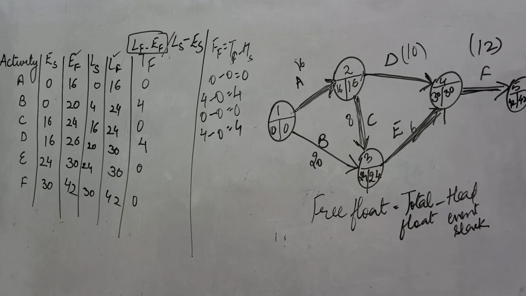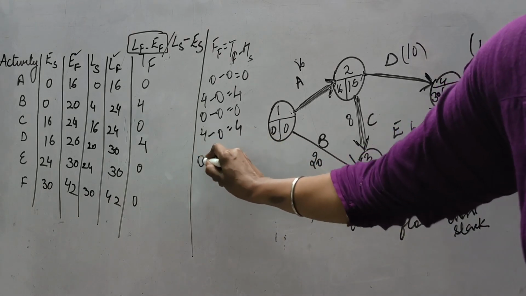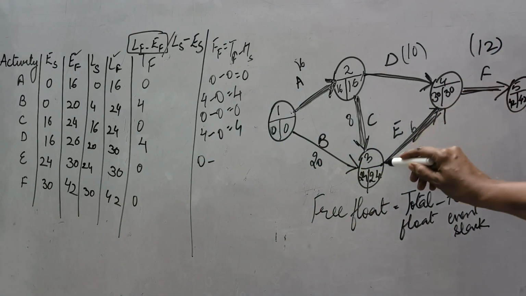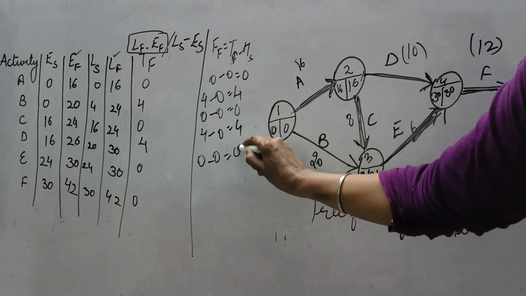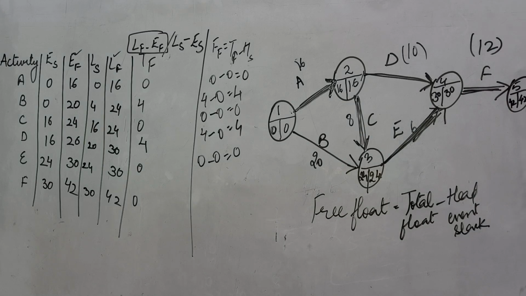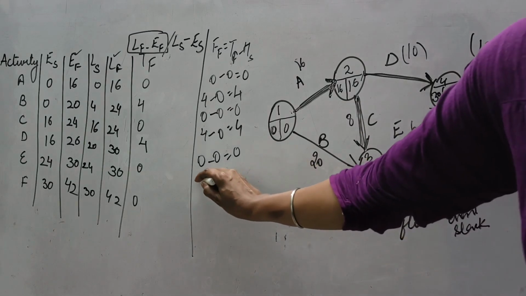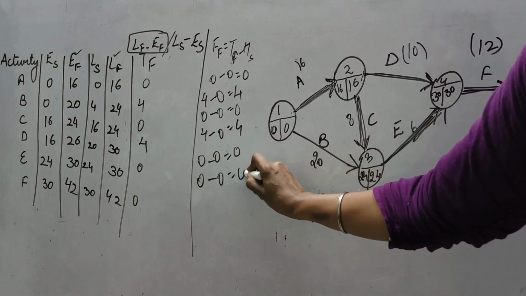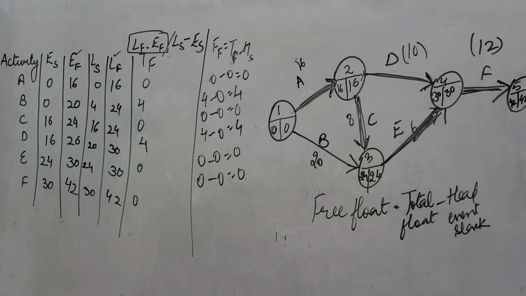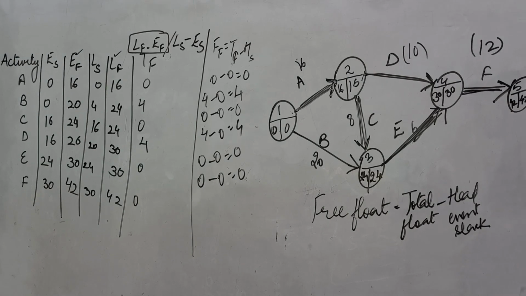Now next is E activity, 0 minus. For E activity, the difference between these two is again 0. So it is 0. And the last activity is F. Total float is 0 minus, for F activity this is the head. The difference between these two is 0. So 0. This is how you can calculate the free floats in the questions.